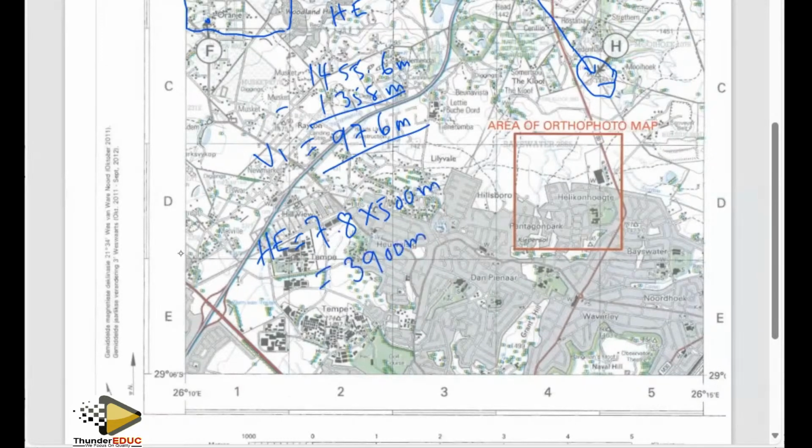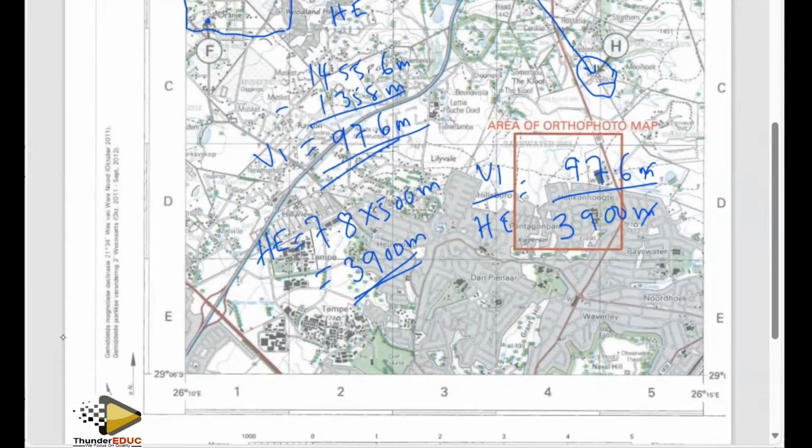This is our HE. So coming back to our formula, we are now taking our HE and our VI according to what we have calculated. So now VI over HE is now equal to 97.6, this is in meters, over 3,900 meters. Given these two, the meter is going to cancel with the meter. Now we remain with 97.6 over 3,900.